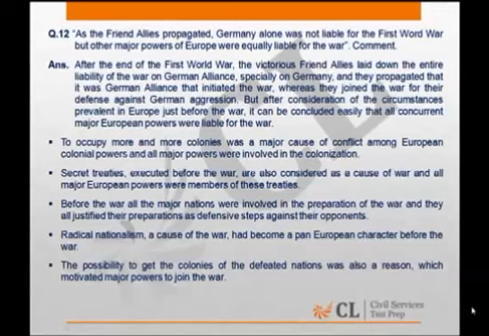Some strong examples to support the argument are: to occupy more and more colonies was a major cause of conflict, which we discussed in the previous question. A cutthroat, neck to neck competition among the developed nations culminated in the form of the war. Moreover, there were some secret treaties before the war which also led to the war. The theory of aggression by Germany is not adopted at a broad level.